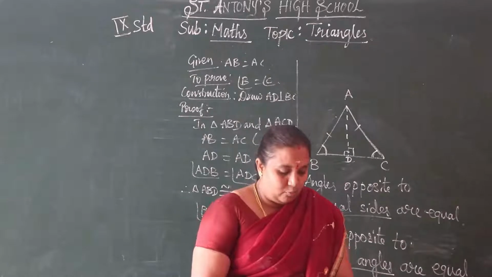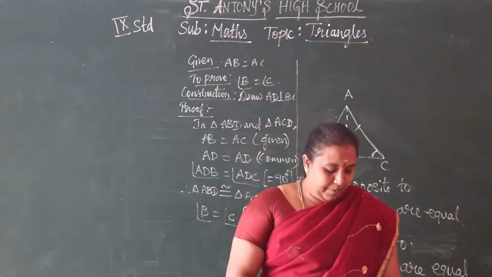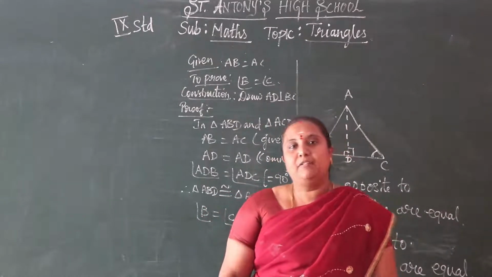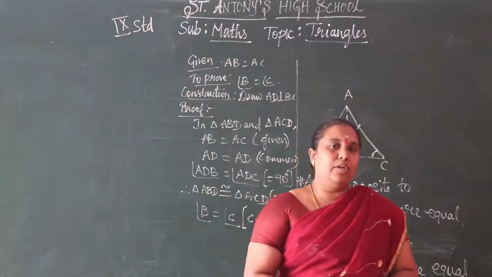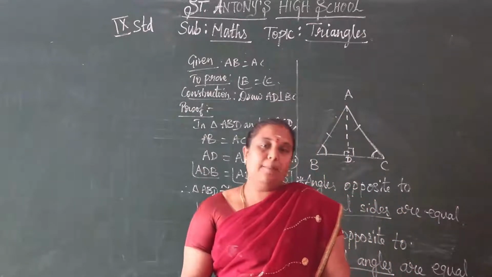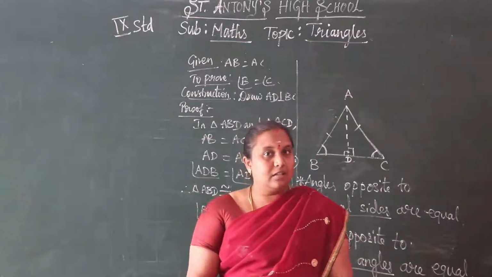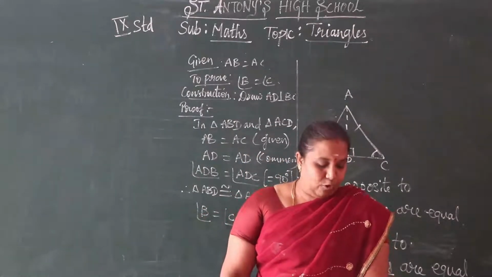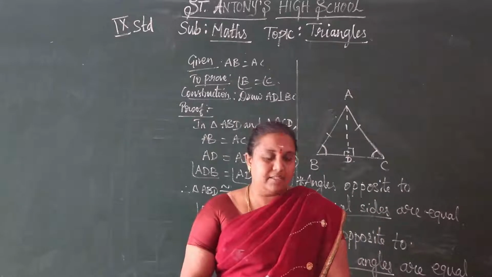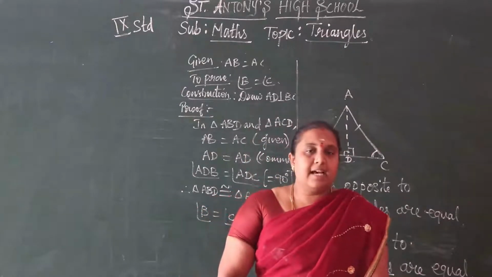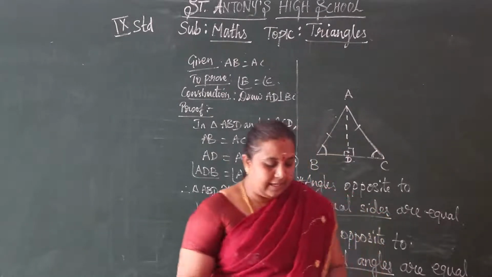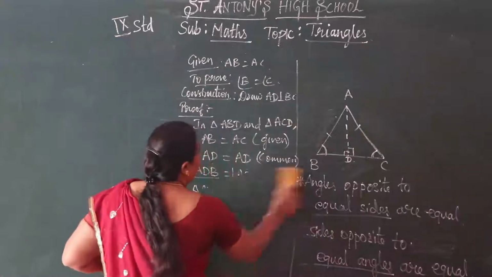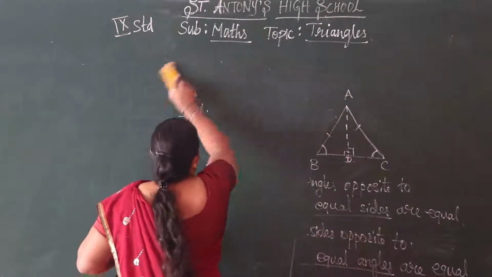Okay, so next we move on to example problems. Example 4. So what is example 4 in your textbook? Let us see. Keep your textbook with you while watching this video. Example 4: in triangle ABC, the bisector AD of angle A. Okay, so let us draw that figure.